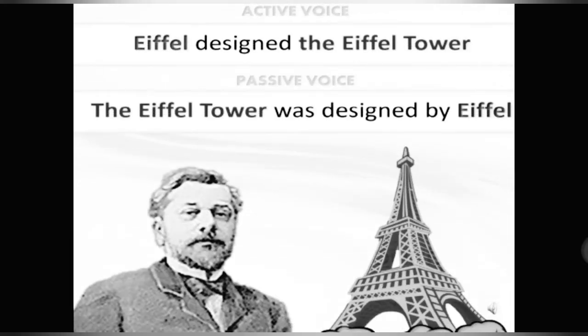Another example, Eiffel designed the Eiffel Tower. Now, while changing into passive voice, we will start with an object. That is, the Eiffel Tower was, then third form of the verb designed, is designed by Eiffel.